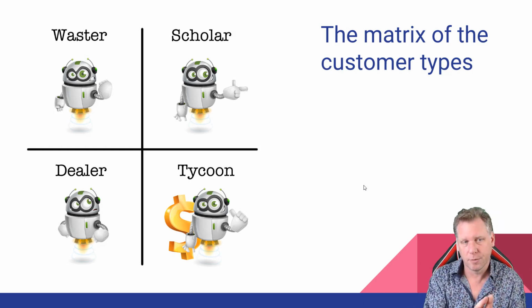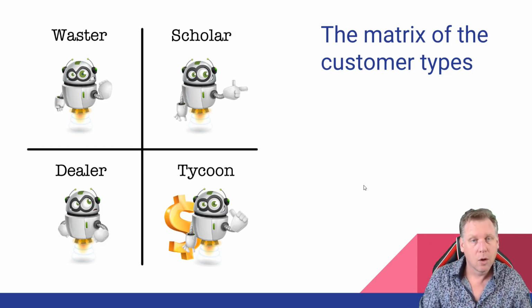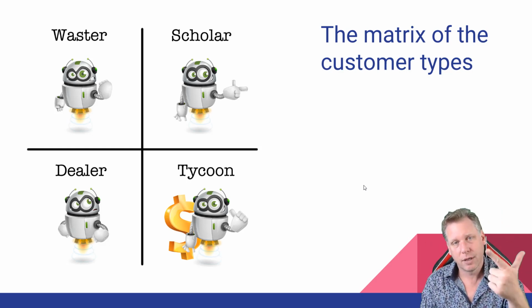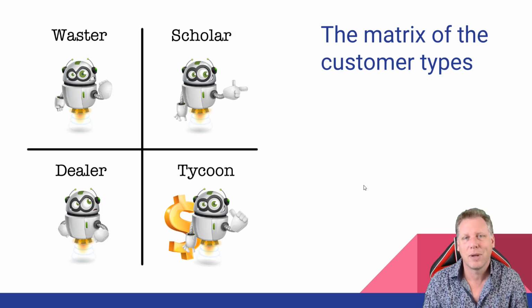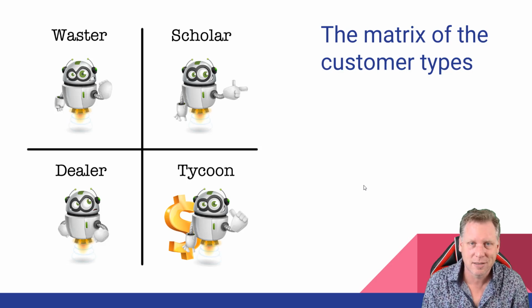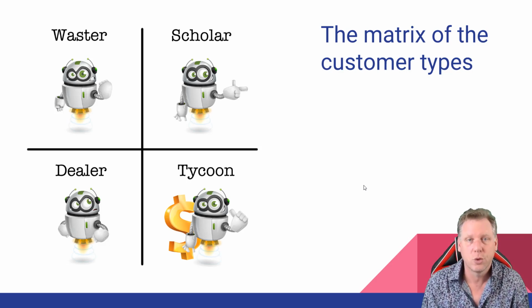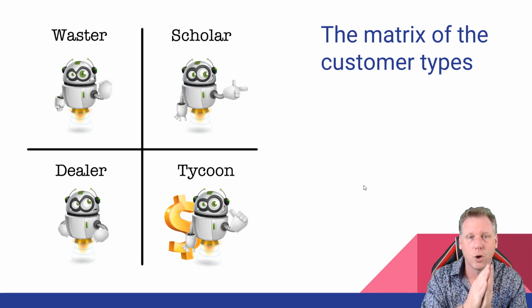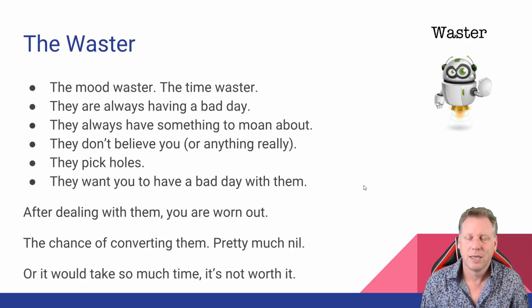Because these are the 4 types. We have the waster, we have the dealer, we have the scholar, and we have the tycoon. And it's in a matrix 2x2, and we have a left hand side and we have a right hand side. The left hand side, as you probably would guess from the waster, are the customers we want to avoid. On the right hand side are the scholars and tycoons. These are the customers that you use to maximize your income. Okay, so let's start with the waster.